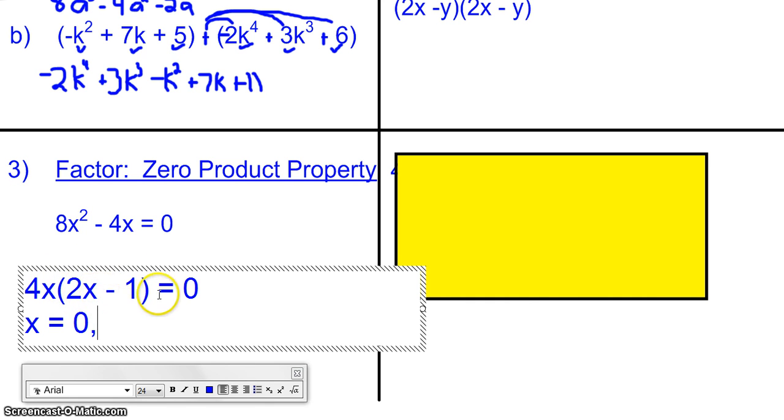Well, we could add 1 and divide by 2, right? Leaving us with 1/2. And so 1/2 is the second solution. 2 times 1/2 is 1, and 1 minus 1 makes this whole thing 0. Okay? So our solutions are 0 and 1/2.